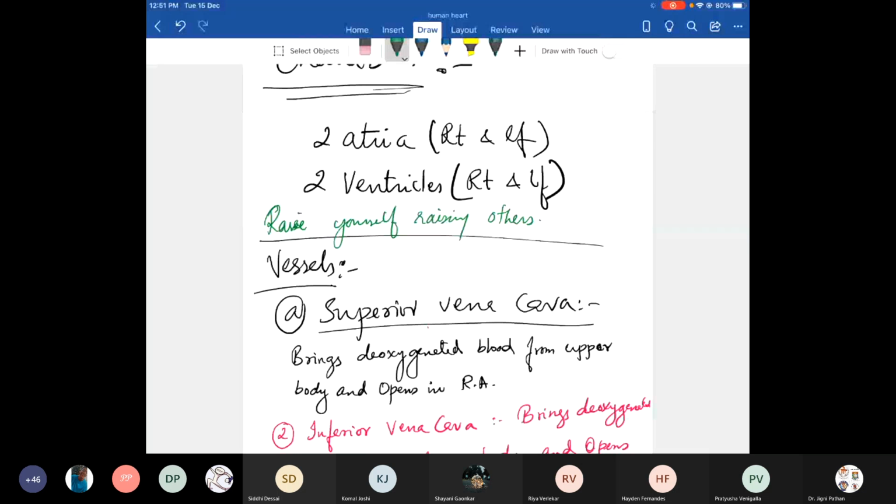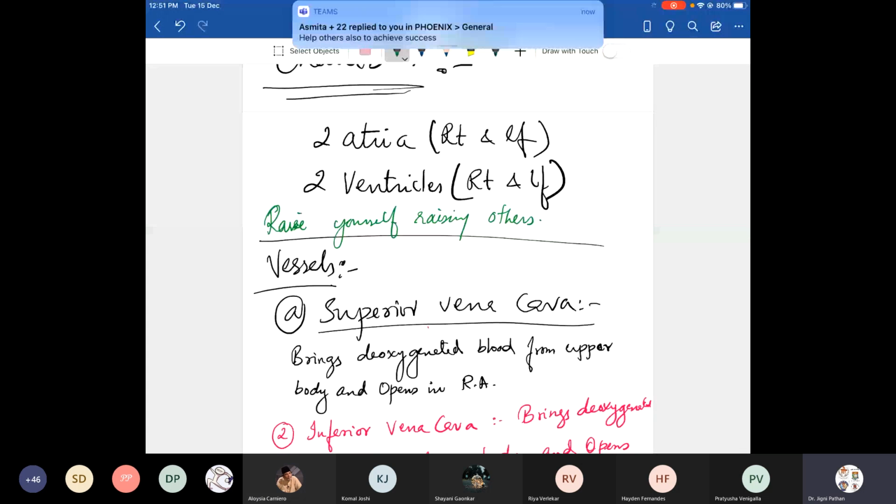Tell me, who will define this quote? Raise yourself by always raising others. Means what? Anybody want to try and explain this point? There should not be any jealousy. Yes, very good. Very nice, Ashmita. Very nice, Tusha.